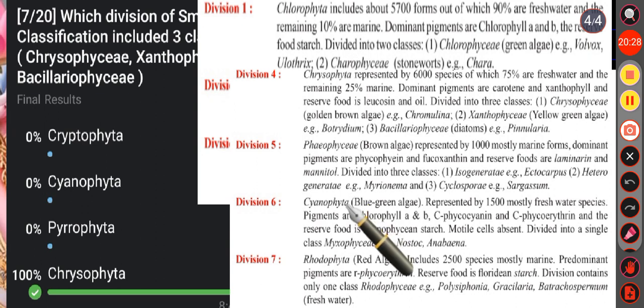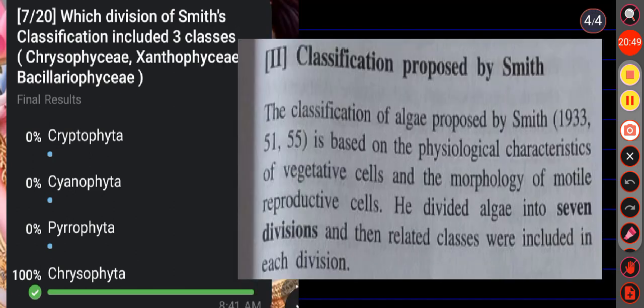Then division number 6, that is Cyanophyta. It is divided into a single class, that is Myxophyceae. Then the last division, division number 7, Rhodophyta. Rhodophyta contains only one class, that is Rhodophyceae. So these are the 7 divisions of algae proposed by Smith. And here the division Chrysophyta is divided into 3 classes, that is Chrysophyceae, Xanthophyceae and Bacillariophyceae. So here the answer is option D.